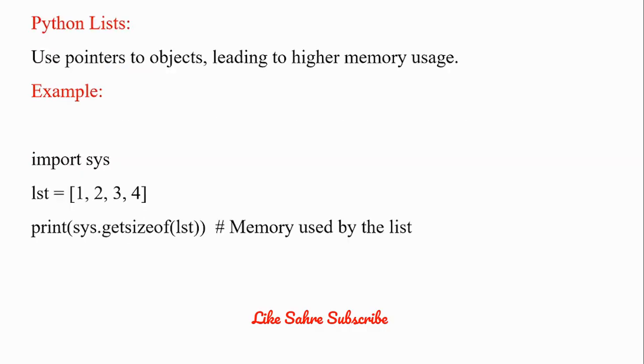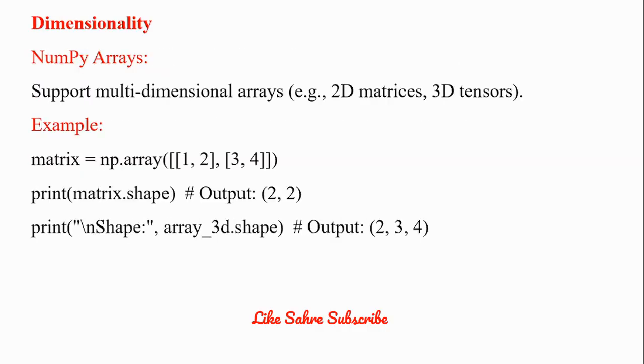Next one, dimensionality. It supports multiple dimensions, that is called 2-dimension, 3-dimension, like that. See, matrix is equal to np.array 1, 2, 3, 4. The matrix shape should be 2 into 2, that means 2 rows and 2 columns. Okay, the shape of the 3D array is 2, 3, 4.